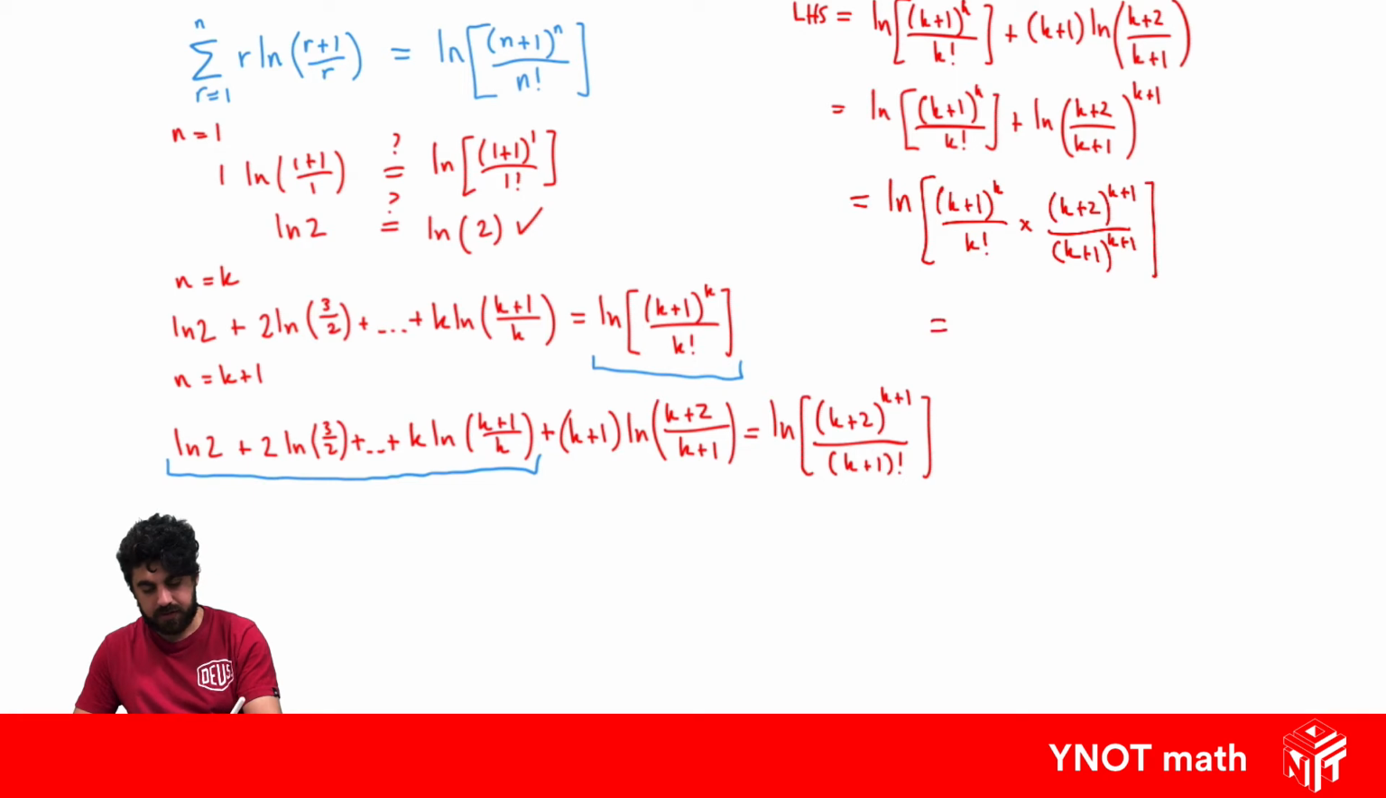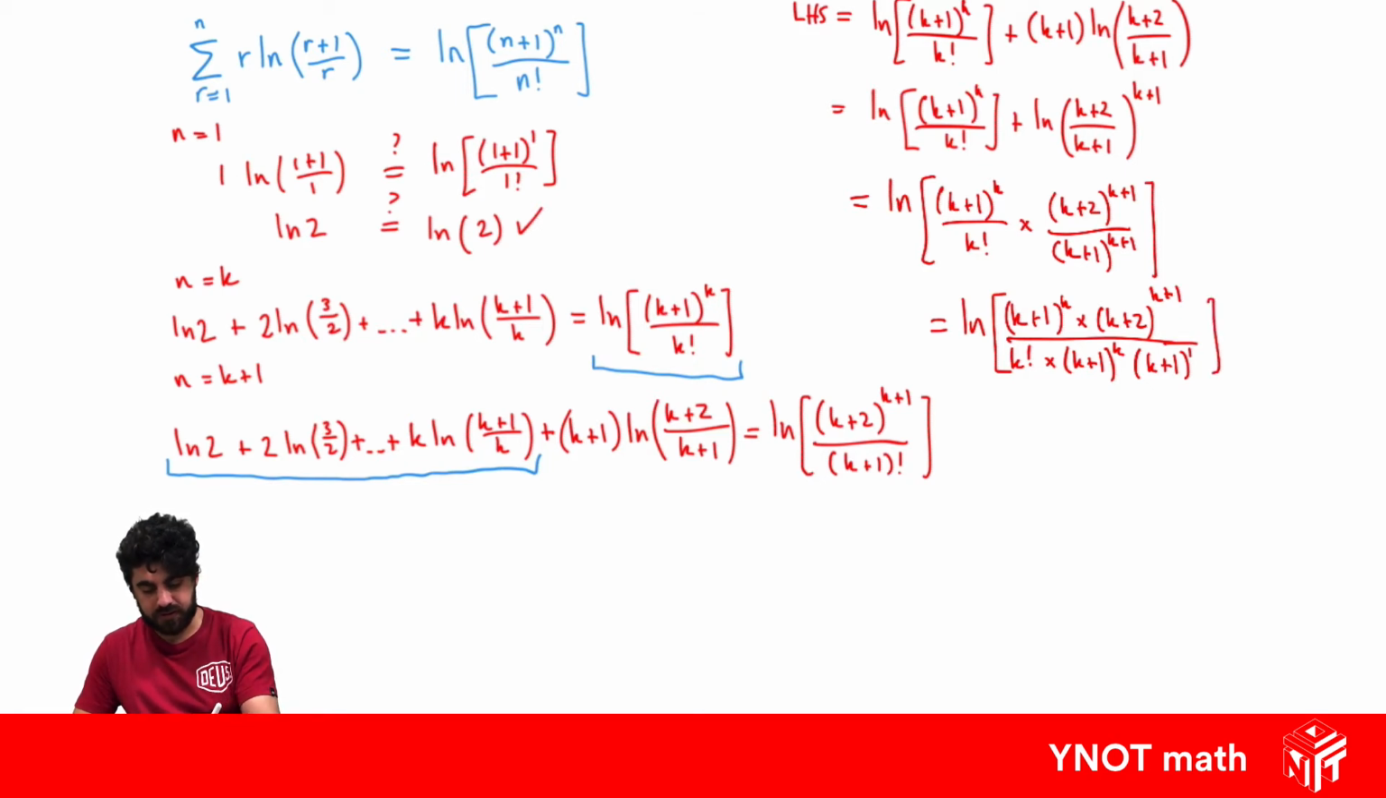Let's go ahead and rewrite this. So we're going to get the ln of (k plus 1) to the k times (k plus 2) to the (k plus 1), over k factorial. And let's go ahead and break up this one in the denominator as (k plus 1) to the k times (k plus 1) to the 1.